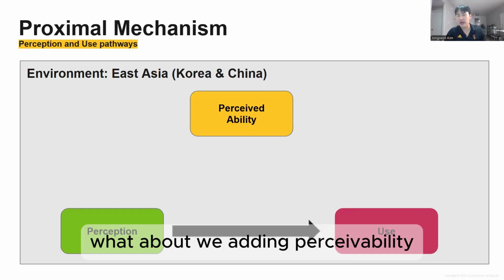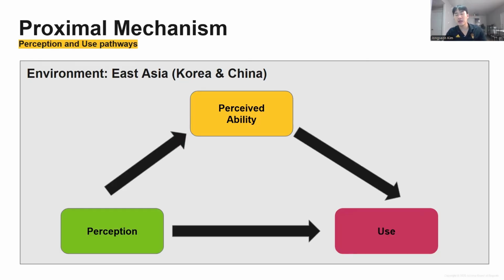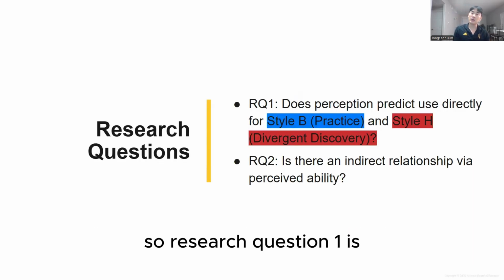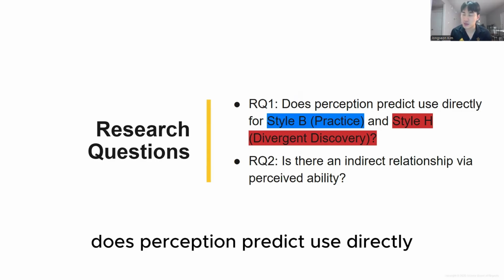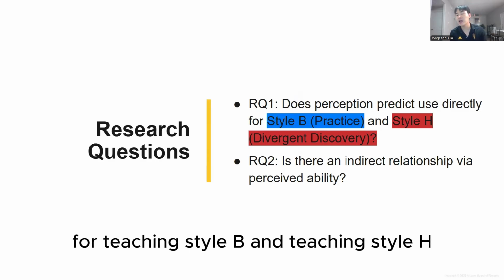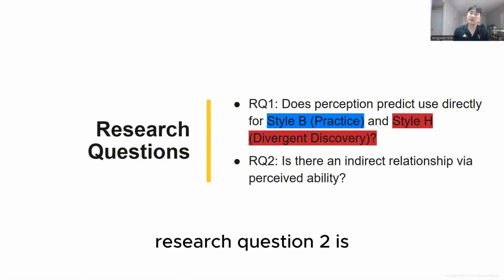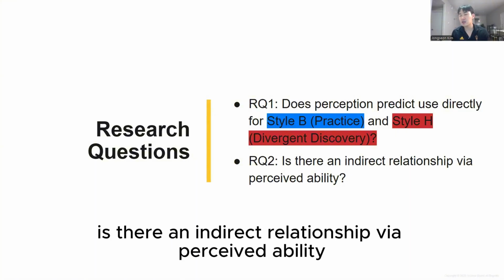What about adding perceived ability? Do they cross these indirect pathways or not? So research question 1 is, does perception predict use directly for teaching style B and teaching style H? Research question 2 is, is there an indirect relationship via perceived ability?